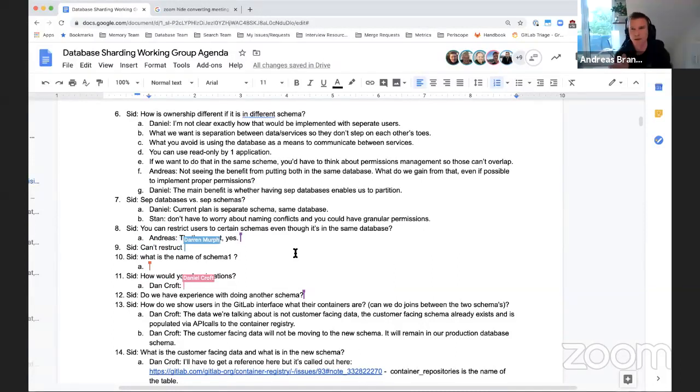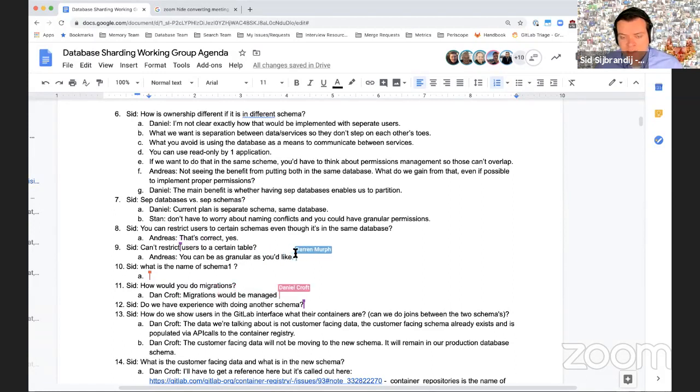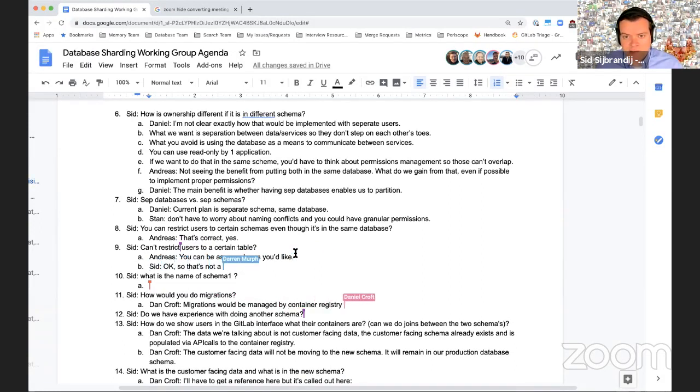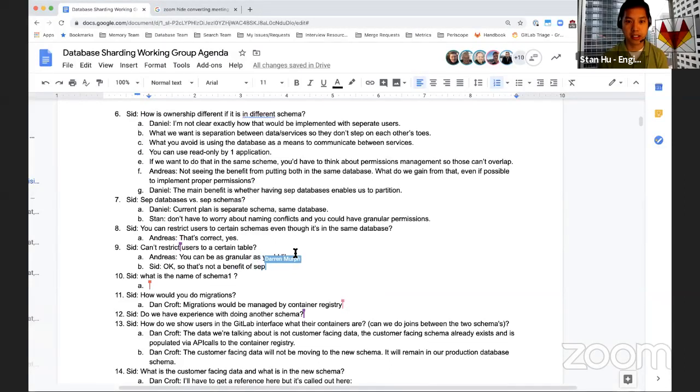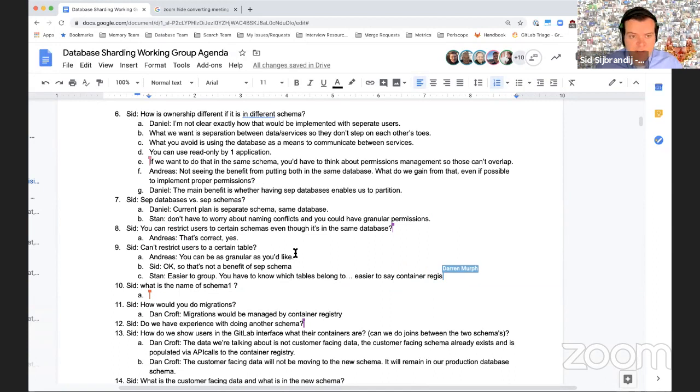No, you can be as granular as you like, but you have to manage that. But you can have permissions as you like. Okay, so that's not really a benefit of a separate schema. Well, it's easier to group them, right? Because you have to make sure you know which tables belong to which, whether the container registry or the Rails. If you knew all the tables, you can enumerate them, sure. But it's easier just to say container registry dot star is everything. Yep. Okay, so it's easier now technically.